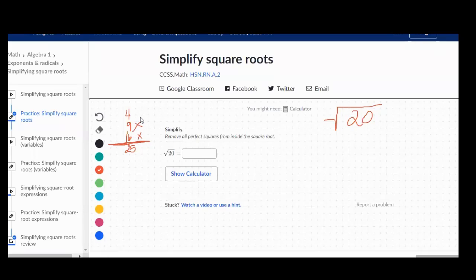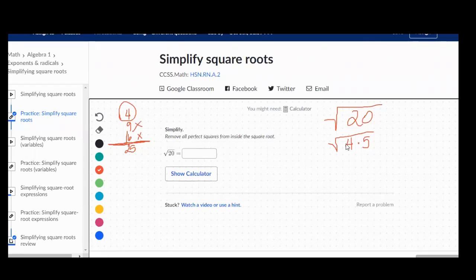Can we rewrite 20 as 4 times something? What number times 4 will give us 20? That's 5. We know 4 times 5 is 20, so let's rewrite our square root as the square root of 4 times 5. Since that's equivalent, we can do that. 20 and 4 times 5, same thing. Where did the 4 come from? The 4 came from the perfect square list.